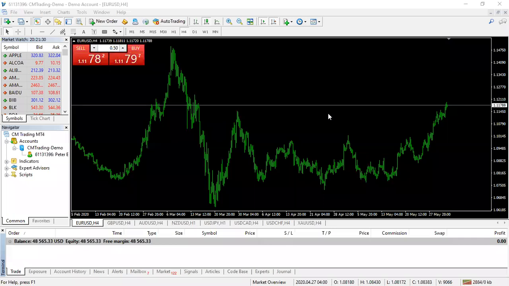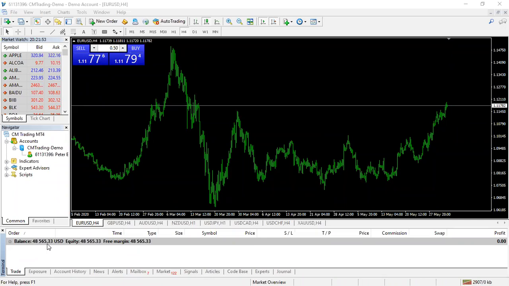So, volume in trading. Basically, volume is the risk percentage. Let's say you have an account with a balance of 48,565. There's an amount you're supposed to risk per trade, between 2 to 5%.